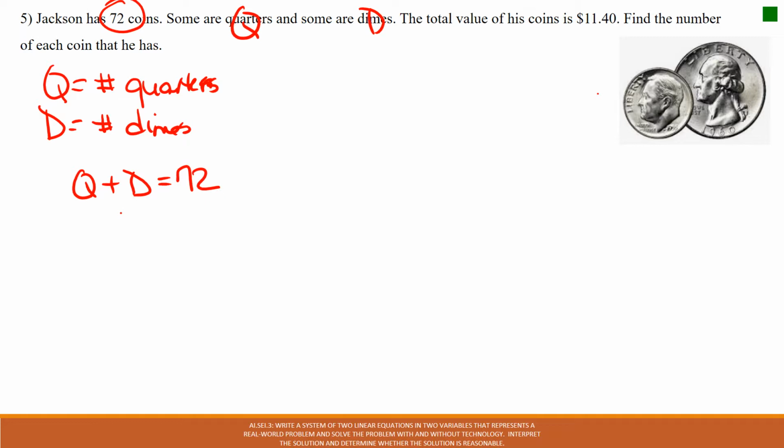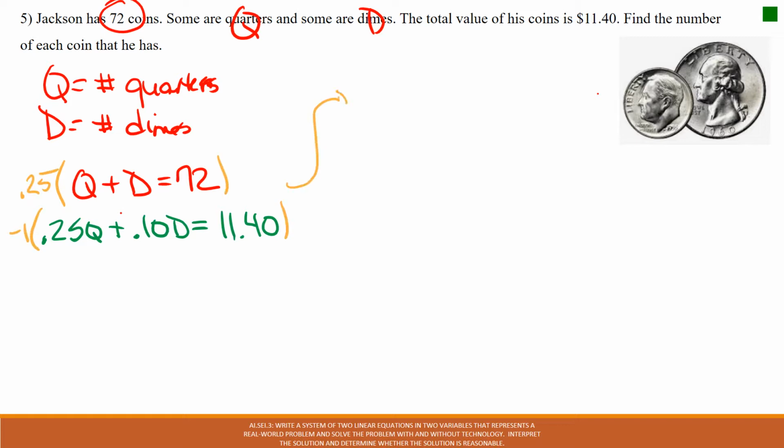Number. Now, every quarter is worth 25 cents. Every dime is worth 10 cents. And the whole thing is worth $11.40. Same problem as the floor and balcony seats. Number, money, money, money. I'm going to do my favorite. I'm going to bring up 0.25 and bring down -1. You could do substitution, but let me think. Oh, that's right. I'm doing the video. So I'm doing it my way.